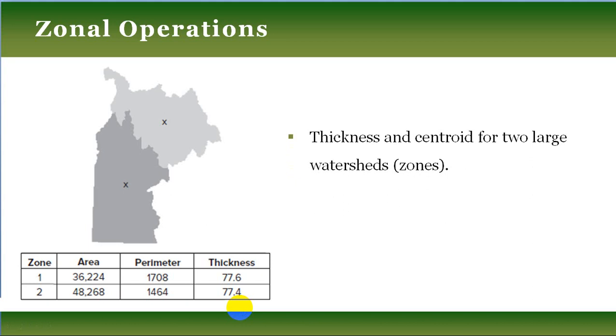Thickness and centroid for two large watersheds: this is one watershed zone, and if you consider another, their thickness, zone and centroid we can easily calculate using zonal operation. The centroid of each zone is marked with a cross.